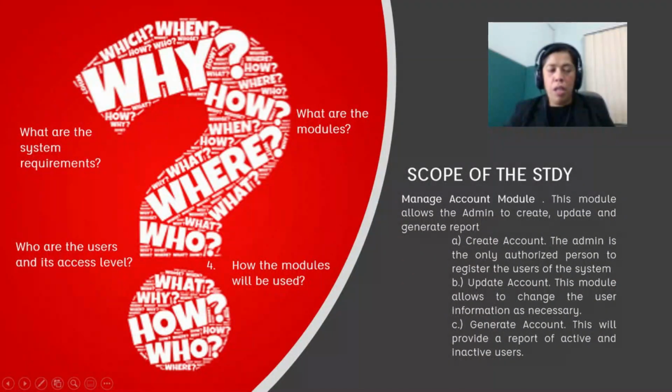With regards to the scope of the study, these are the questions that you need to consider. The system requirements, who are the users and its accessibility level, what are the specific system modules to create, and what is the process of the system. This must be reflected in the methodology section of the paper.